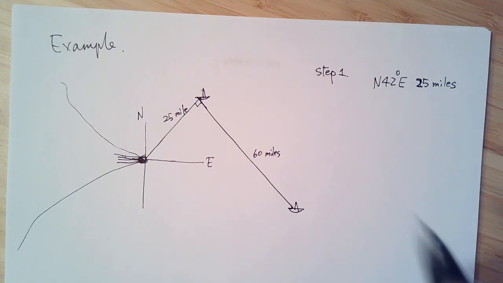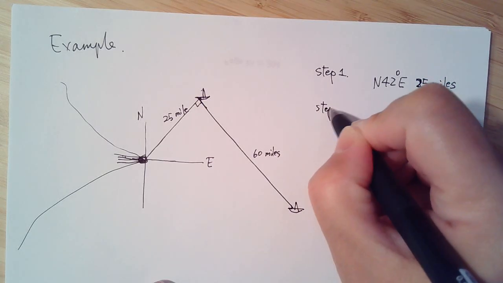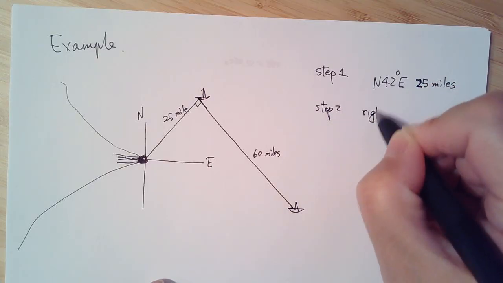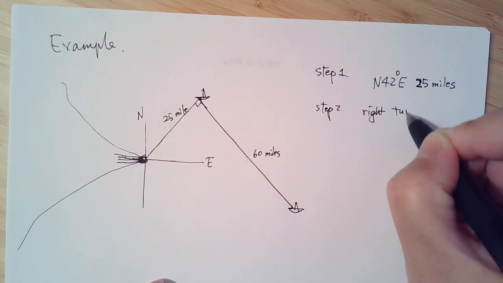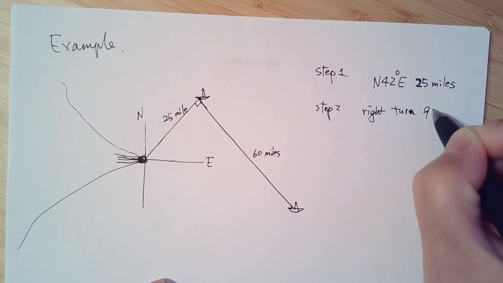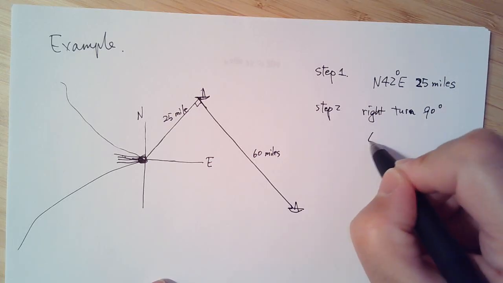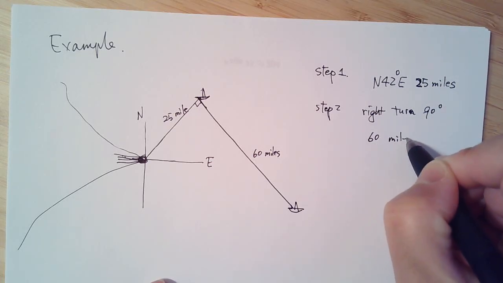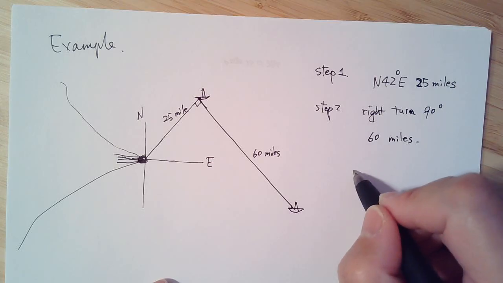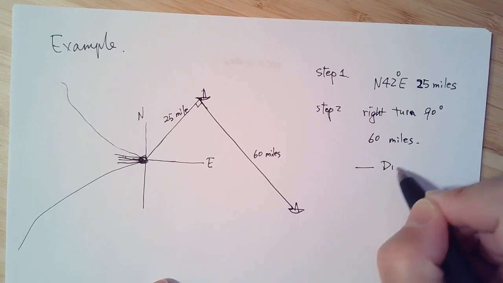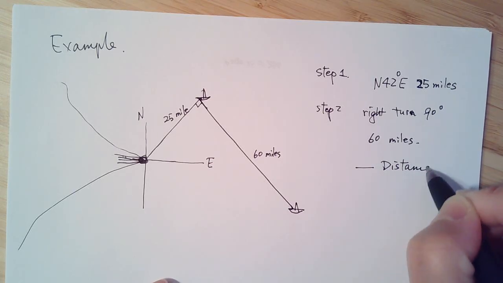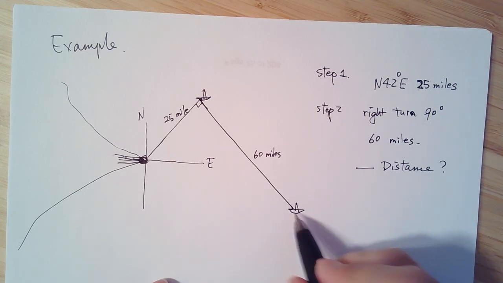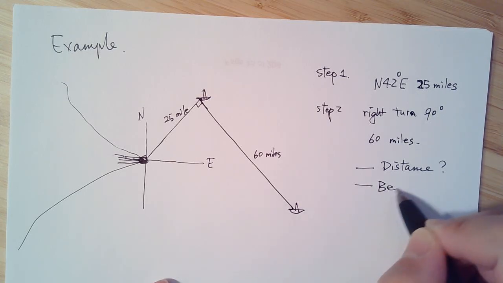Okay, let me ask you two questions. Step 2, I'm going to make a right turn, 90 degrees, and travel for 60 miles. I ask you two questions. What's the distance? I mean, how far are you away from me? Second, what is the bearing?